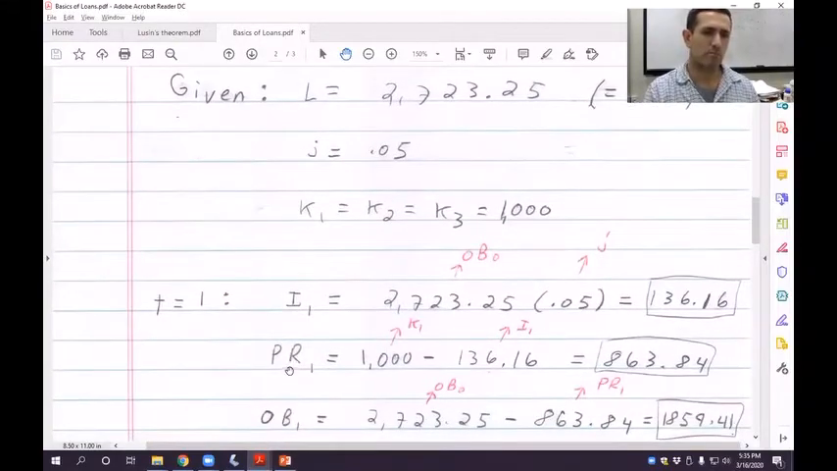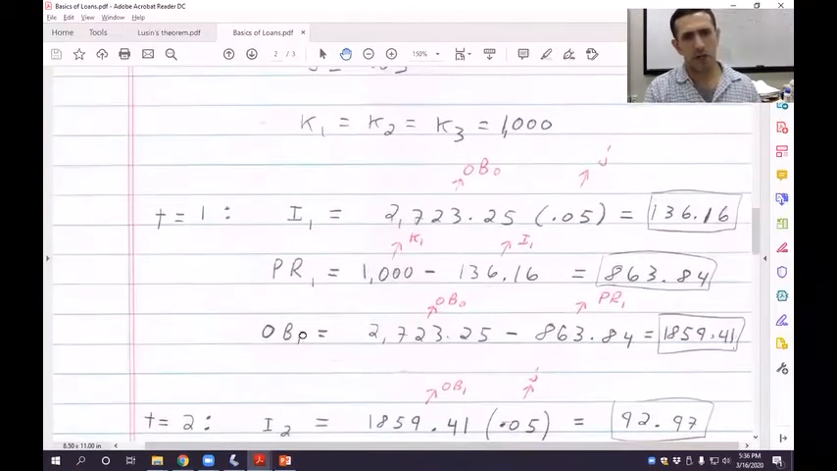The amount that goes towards the outstanding balance in the first year: the outstanding balance at the end of the first year is going to be 2,723 minus the principal repaid, 1859.41. Again, sorry, this is the outstanding balance at the end of the first year, how much the loan is worth at the end of the first year.